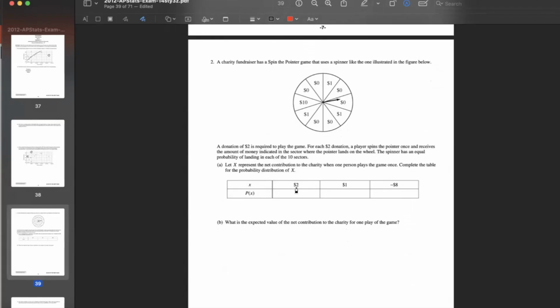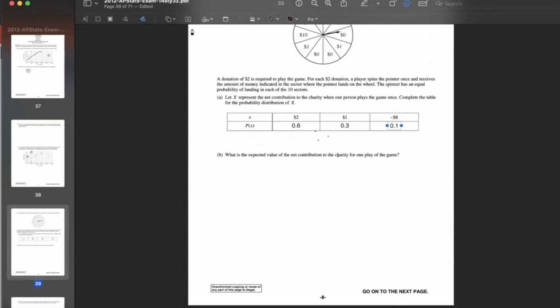The net contribution is $2 if a player makes a $2 donation and doesn't win anything. And as you can see, we have 6 slots that are labeled 0. So the probability of a $2 contribution is 0.6. And then a $1 contribution is made if it lands on any of the $1 cells. So this has a probability of 0.3, and we have only one $10 cell. So the probability of a net contribution of -$8 is 0.1.